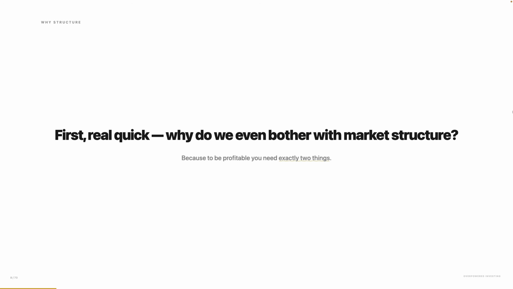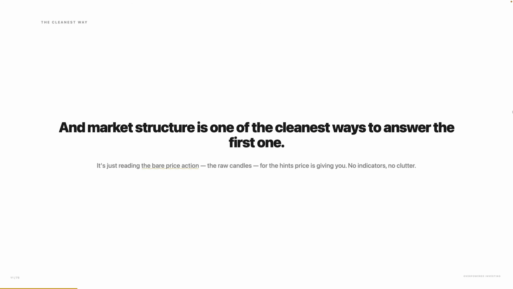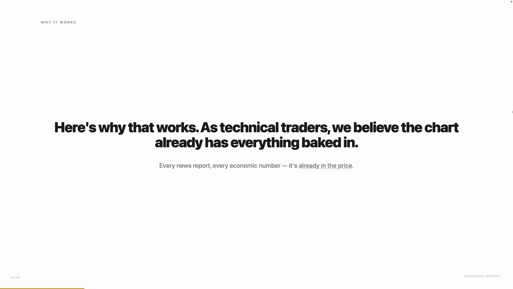First, real quick, why do we even bother with market structure? Because to be profitable, you need exactly two things: where the price is going and where to enter. That's it. And market structure is one of the cleanest ways to answer the first one. It's just reading the bare price action, the raw candles, for the hints price gives you. No indicators, no clutter. Here's why that works. As technical traders, we believe the chart already has everything baked in. Every news report, every economic number, it's already in the price.